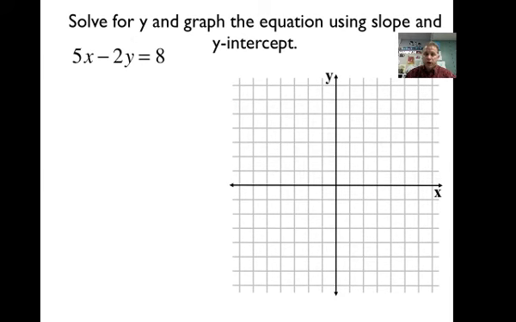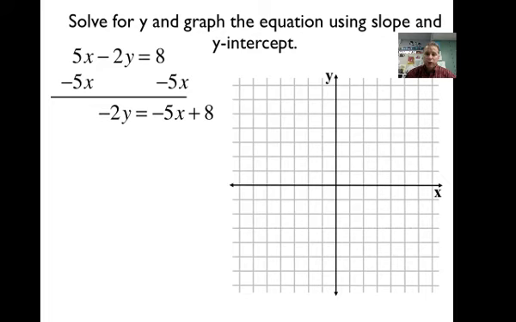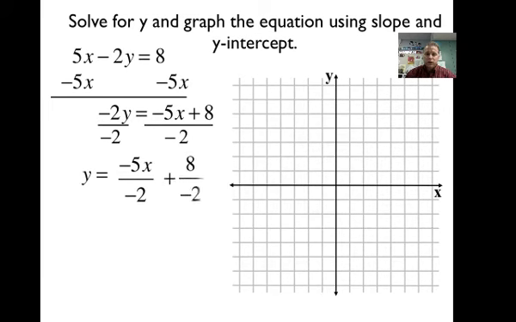Now here's one where y isn't by itself. So remember, our goal is we have to get y by itself. So remember what we did in the previous lesson. We subtract 5x from both sides. That gives us -2y equals -5x plus 8. Divide both sides by -2. And we get y is equal to -5x over -2 plus 8 over -2.